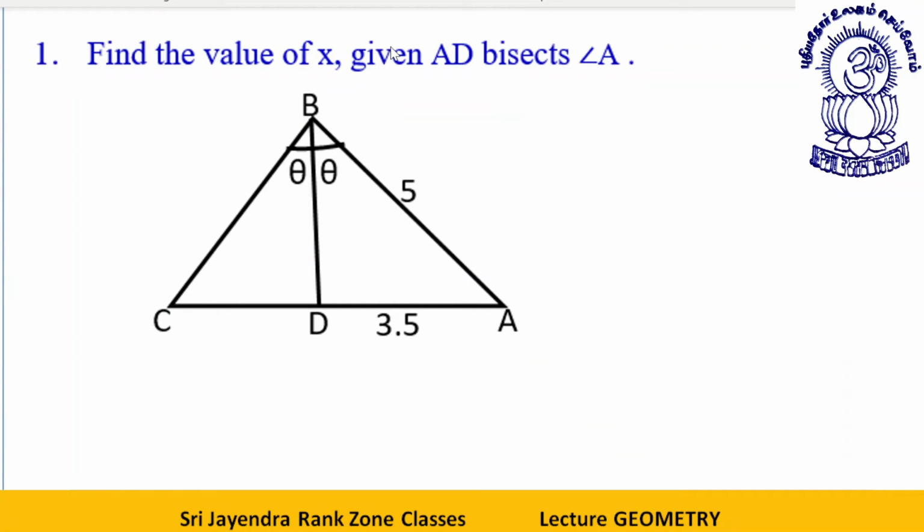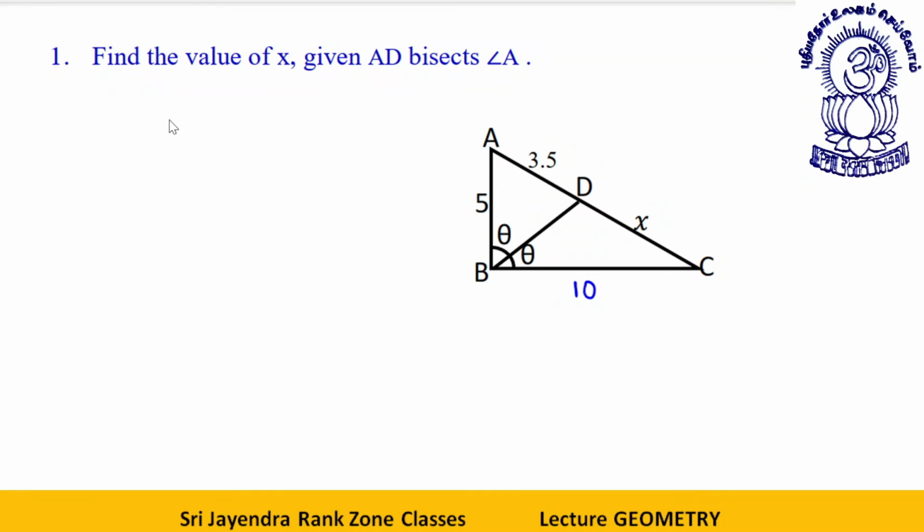Find the value x given AD bisects angle A. So, dear students, the question given is this. This is 5, this is 3.5, this is 10, this is x. That was the inverted figure which I presented to you initially. So if I draw that figure again, it was like this. This is vertex B. If this is BA, then this is BC. Now if this is AC, we have BA as 5, BC as 10.